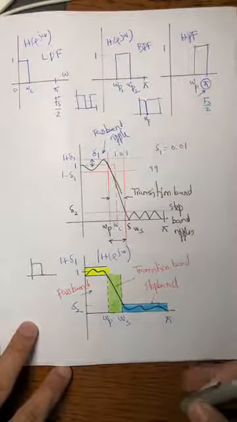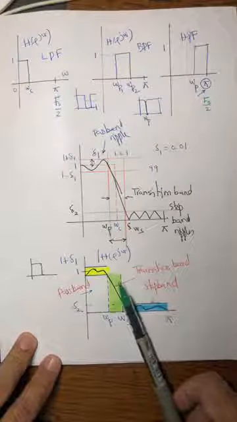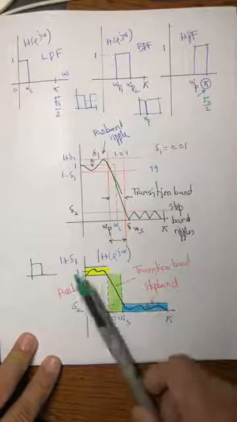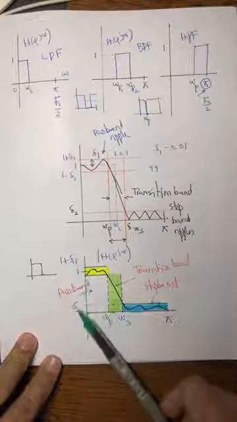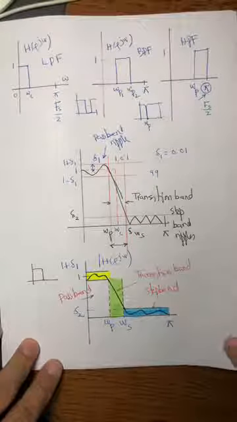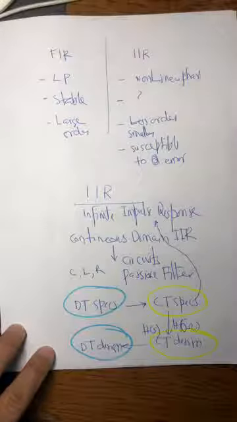And last time again I mentioned that this is called the pass band, this is called the transition band, and this is called the stop band. This is called the pass band ripple, and this is called the stop band ripple. So if you know this much, and you know the MATLAB filter design tool, you can really design nice filters.